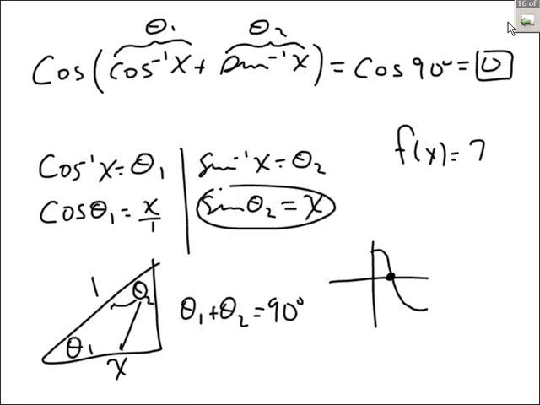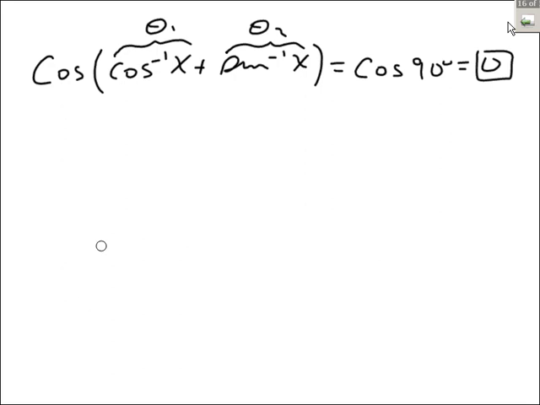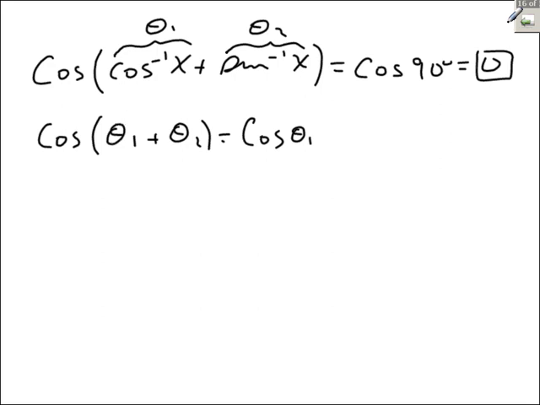Now, I just want to show you another way you can do this problem. You really don't want to do it this way, but you can. Remember, the cosine of theta 1 plus theta 2, using this addition rule, is the cosine of theta 1 times the cosine of theta 2 minus the sine of theta 1 times the sine of theta 2.